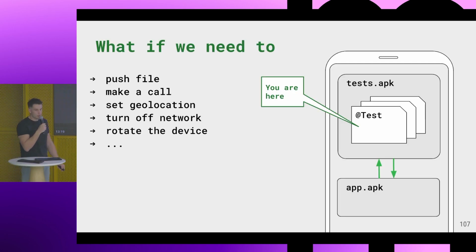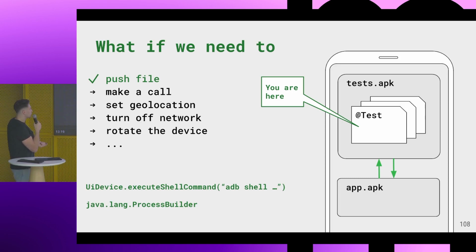And what if we need to do something special with the system or with the device? To do something that needs ADB, right? Because what's the trick here? ADB is a debug bridge from our host machine to the device, and we're now on the device. But actually, we can do so. We can call adb shell. We can use UI Automator for this, or just a plain Java ProcessBuilder. But here's the trick. You can't use adb emu here. So it is not possible to make a call or set geolocation or something like that. This command should be called from outside of our device. Here's the first problem.